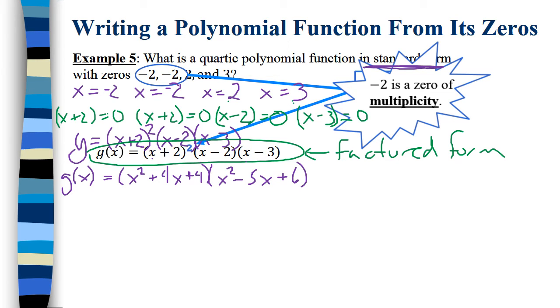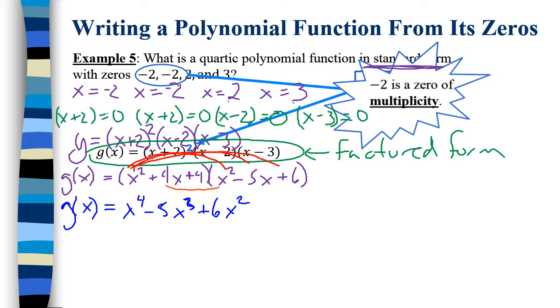Okay, and now I have two factors that need to be distributed. So x squared times x squared is x to the 4th. And then x squared times negative 5x is negative 5x cubed. And then x squared times 6 is plus 6x squared. And then we have 4x times x squared, which is plus 4x cubed.